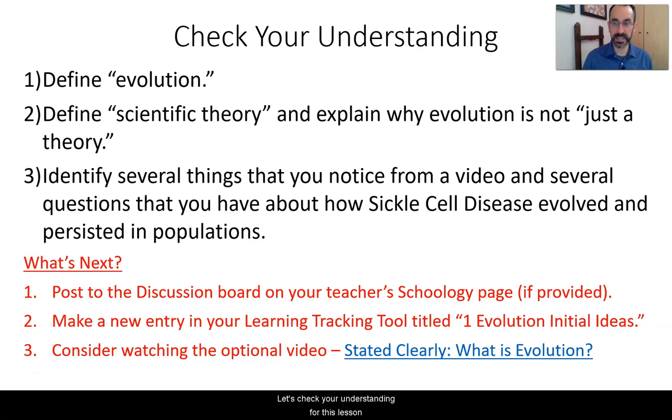Let's check your understanding for this lesson. Can you define evolution from a biological standpoint? Can you define scientific theory and explain why evolution is not just a theory? Can you explain what we mean when we say theory in science? And can you identify several things that you notice from that video on sickle cell disease and several questions that you have about sickle cell disease and how it evolved and persisted in populations? So really the T-chart and your posting.